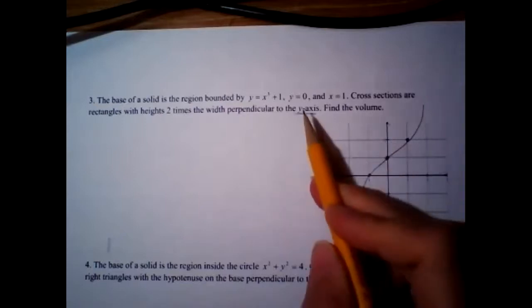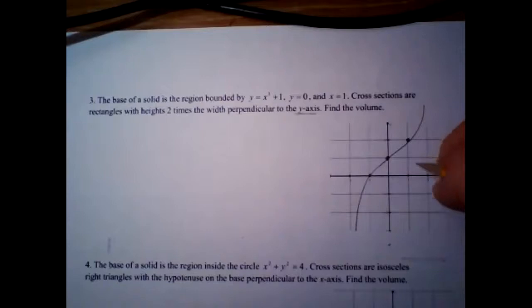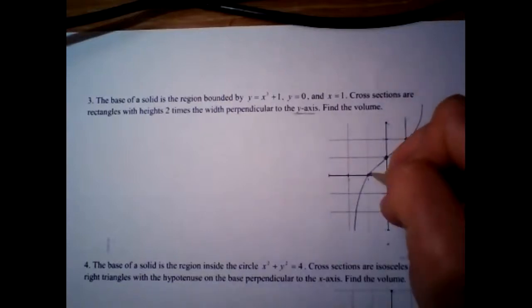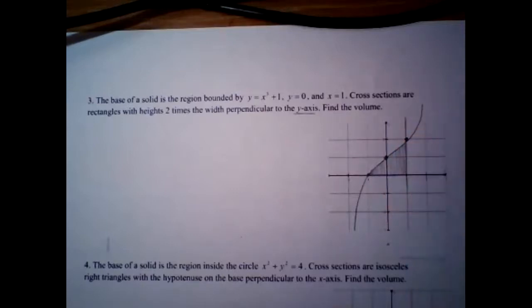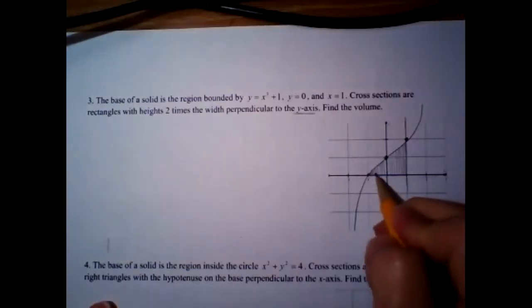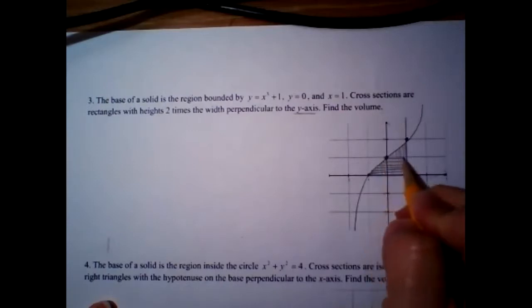All right, y equals 0, that's just the x-axis, and then x equals 1 will be right here. So this is the area of the base of this 3-dimensional object. You're going to have to imagine the shapes coming up out of the paper. Now it says perpendicular to the y-axis. So this time all your slices, like a slice of bread, are going to go this way.